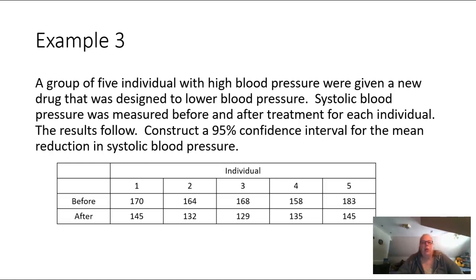Example 3, a group of 5 individuals with high blood pressure were given a new drug that was designed to lower blood pressure. Systolic blood pressure was measured before and after treatment for each individual. The results follow. Construct a 95% confidence interval for the mean reduction in systolic blood pressure.